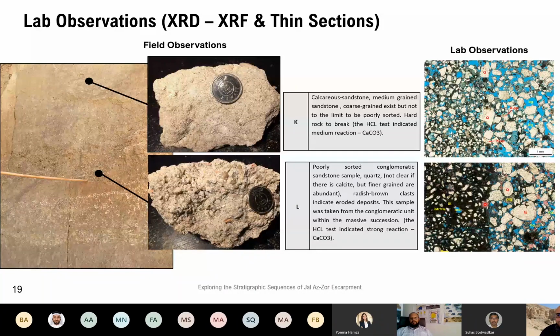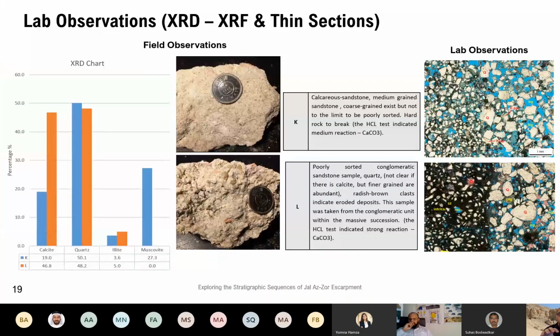These observations for future studies can be like fat material for students to go and dig into these petrographical observations for the diagenesis and source of sediments. And here when it comes to the XRD as well.